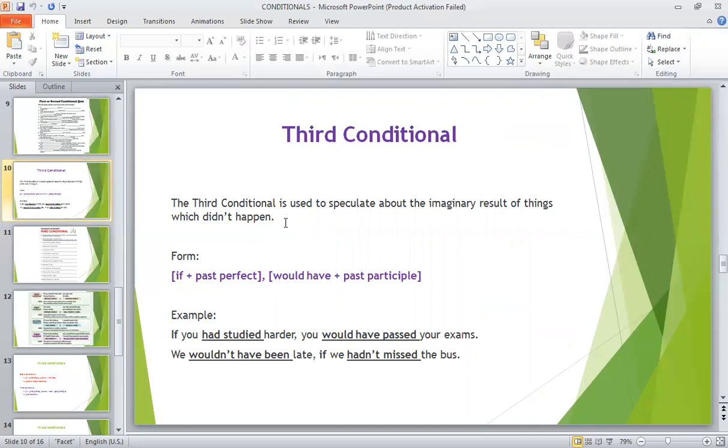Things didn't happen. Maybe we regret. Maybe we hope it didn't happen. Maybe we are sad and angry and complain. Maybe I complain to you for something that didn't happen. I wanted it to happen, or the opposite. So it talks about the past. Okay, let's go to the example.